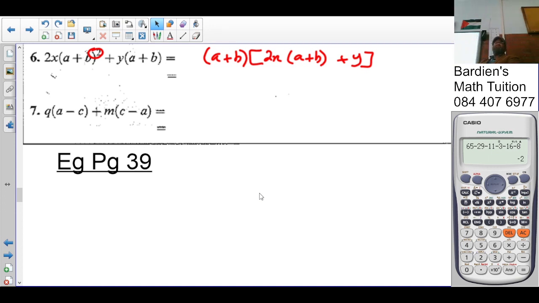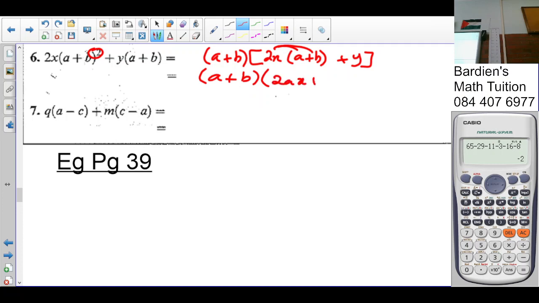Do we leave our sum like that? No. We never leave a bracket within a bracket as the final answer. Okay? So what do we do? We multiply this bracket out. We get rid of this bracket within. So that's going to give us a plus b. I multiply 2x times a, 2ax, 2x times b, 2bx, plus 1.